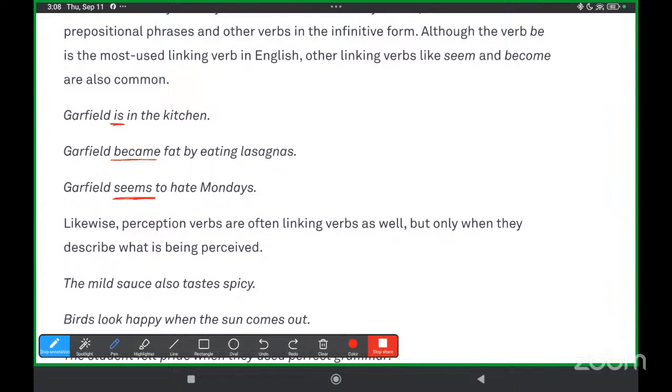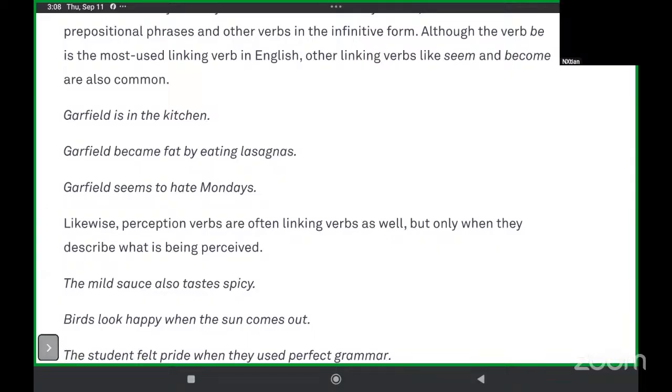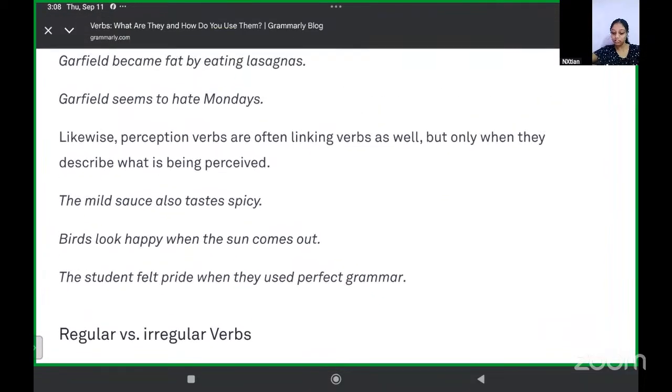Likewise, perception verbs are often linking verbs as well, but only when they describe what is being perceived. The mild sauce also tastes spicy. Birds look happy when the sun comes out. The student felt pride when they used perfect grammar. Can you identify linking verbs in these three sentences?